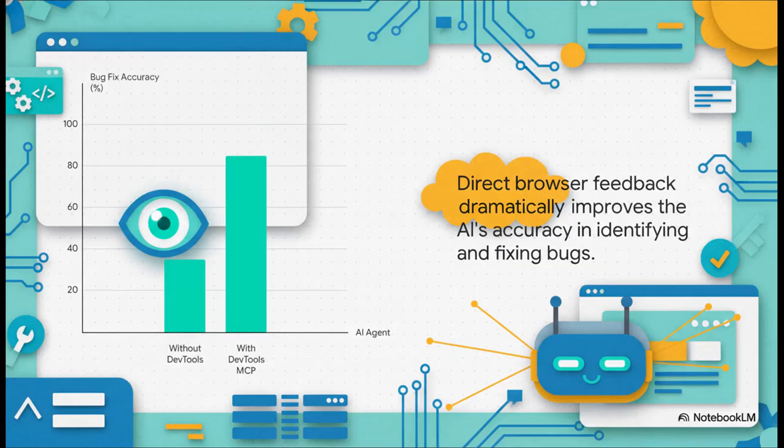Now, what's so telling about this is the impact on the actual results. By having this direct, real-time feedback loop from the browser, the AI's accuracy in identifying and fixing bugs just goes through the roof. It's not guessing anymore. It's making a diagnosis based on actual, hard evidence.